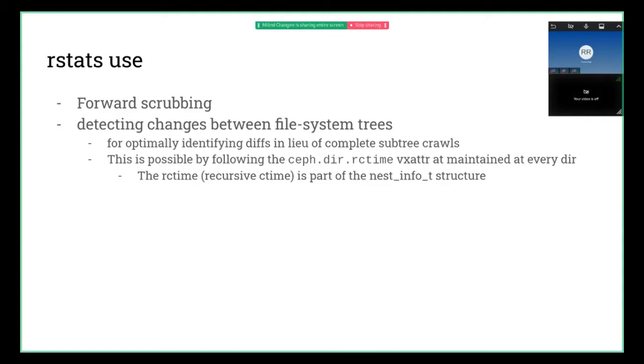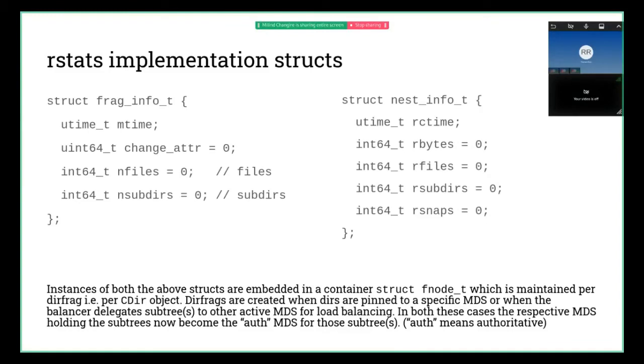Now this is possible with the help of the ceph.dir.rctime virtual xattr maintained at every directory. Now if there are 1,000 directories and 10 levels deep, each directory node will have this xattr maintained. The rctime is maintained as part of the nest info structure, which is maintained in the frag info structure at every directory node.